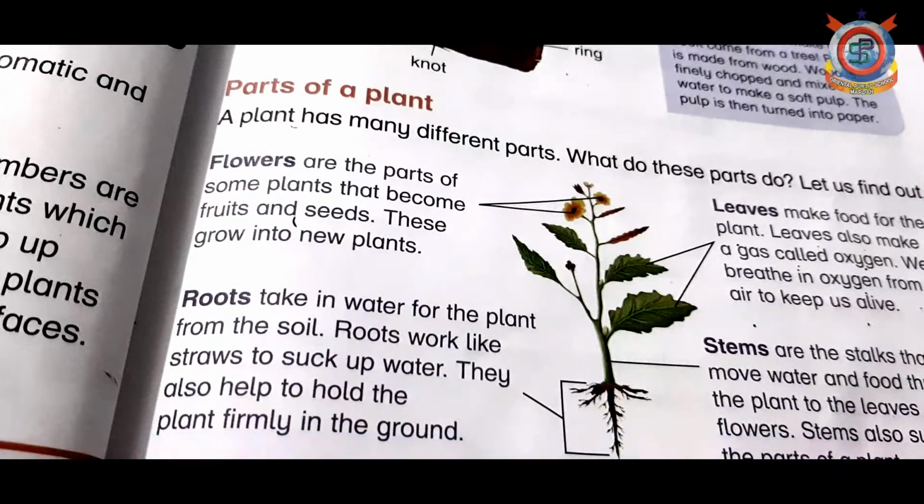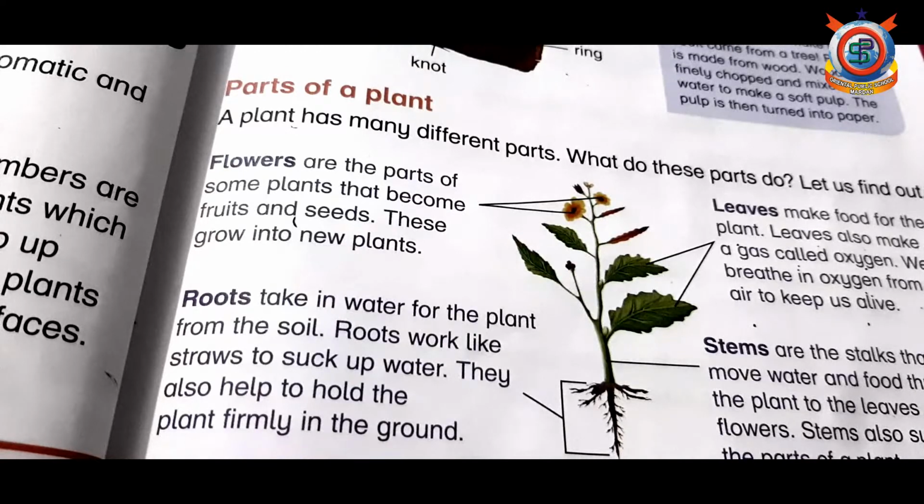So students, first we will revise our previous topic, parts of a plant. We had read that a plant has many different parts: flowers, leaves, stems and roots. And then we read about the functions of these parts. The flower is the reproductive part of the plant. It becomes fruits and seeds, and when we grow these seeds, they grow into new plants.